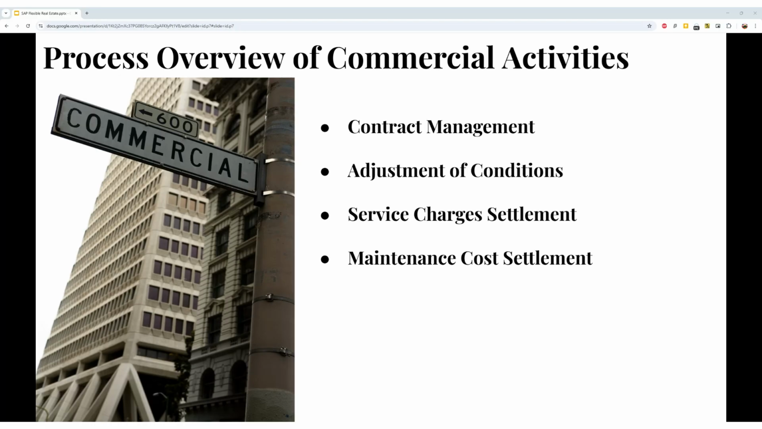Next is the process overview of commercial activities. Again, these are what we have discussed earlier. Contract management is basically the key functionality in SAP RE-FX, along with adjustment of conditions, service charges settlement, and maintenance cost settlement.